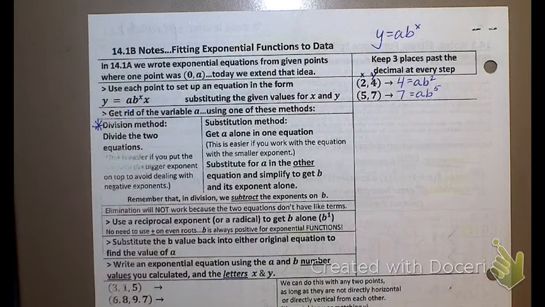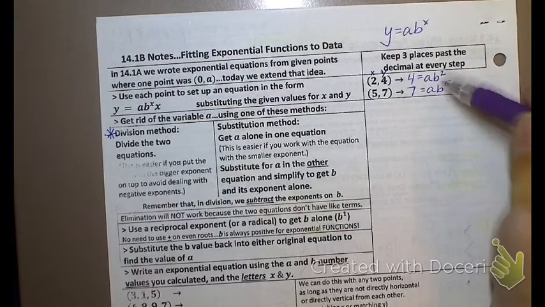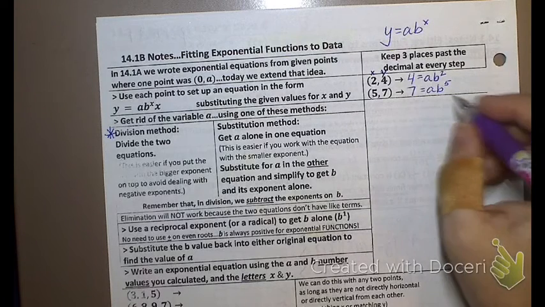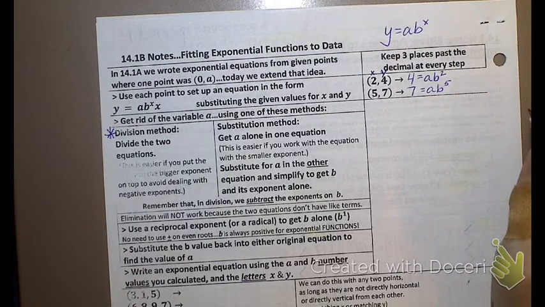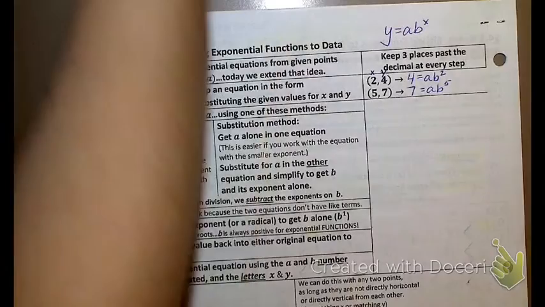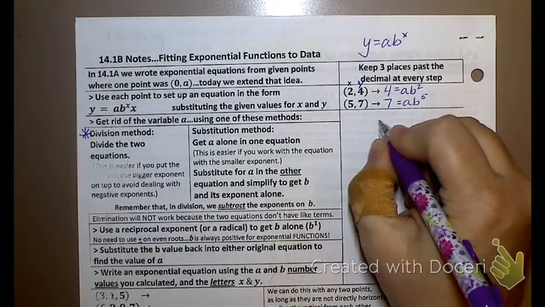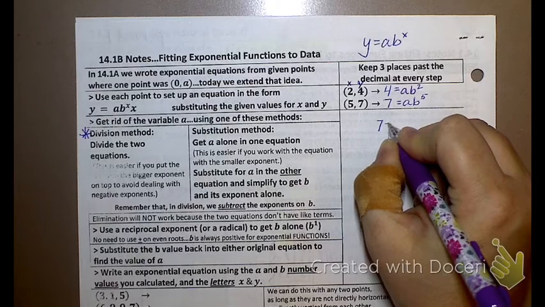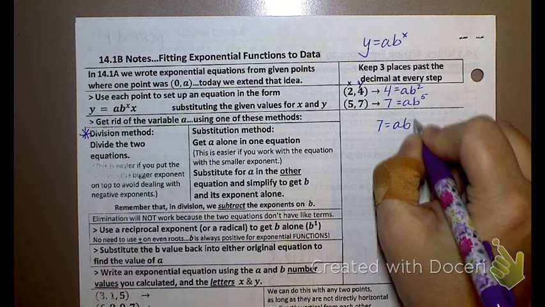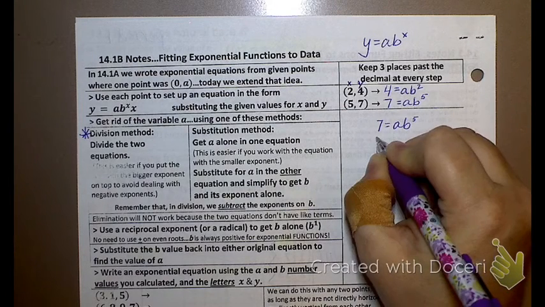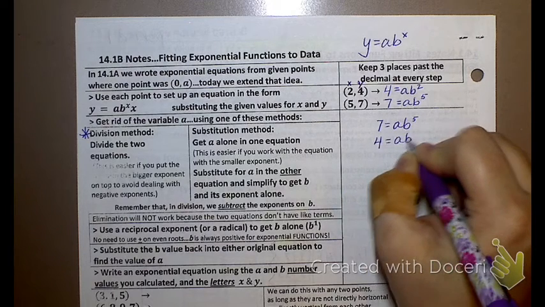Now, in order to use the division method, you are going to want to write the two equations, one on top of the other, but you are going to want to write the one with the higher exponent on the top. Okay? Because if you write the one with the higher exponent on the bottom, you're going to end up with negative exponents and it gets a lot more complex. So if I were to list these with the one with the higher exponent on top and the one with the lower exponent on the bottom, that's what I would have.